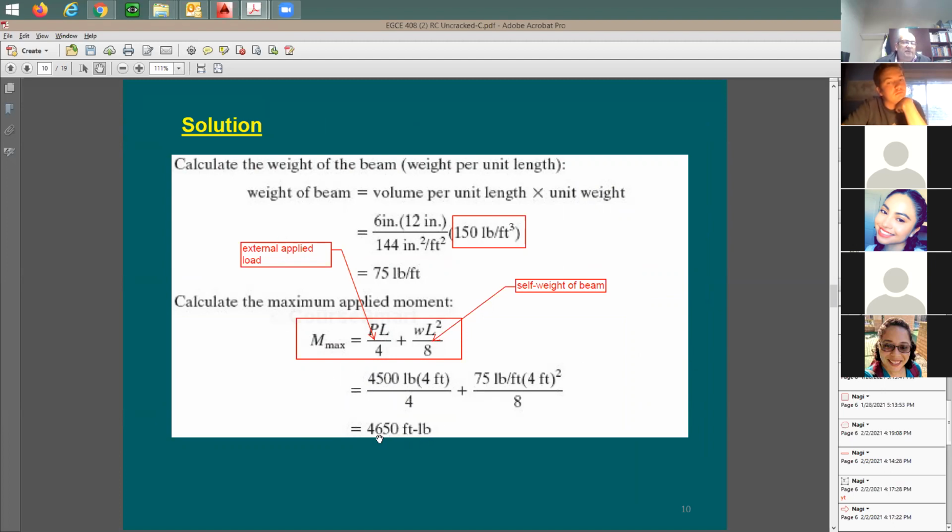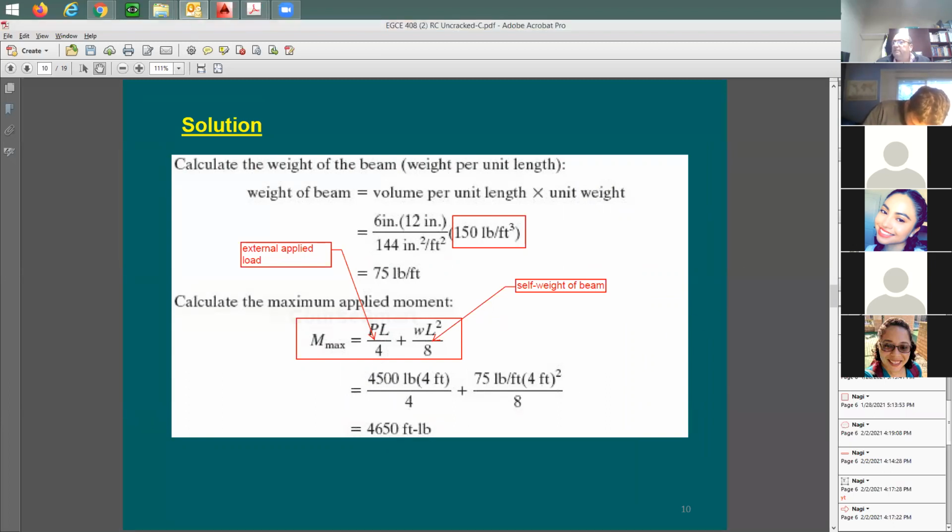So the applied moment, according to this analysis, for the given information, given forces, is going to be equal to 4650, as it says here, pound foot. So, okay, good.